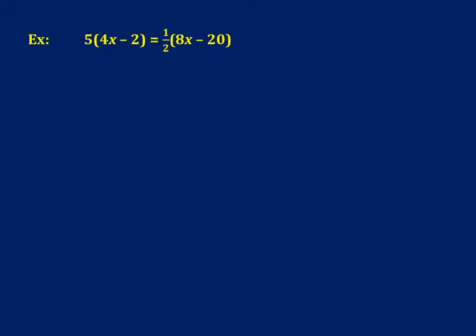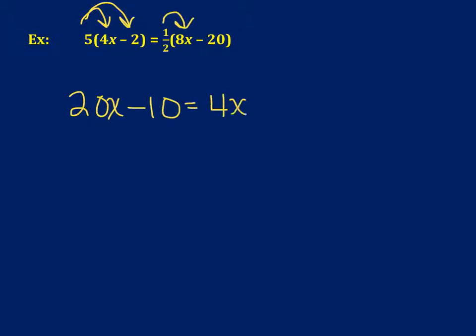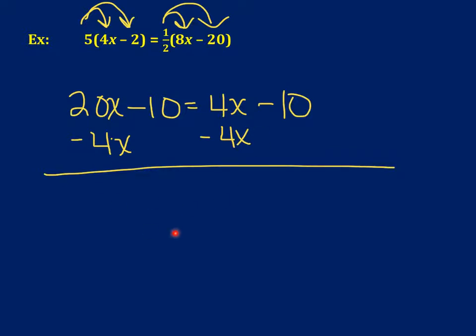So here's an example where we're going to distribute first. 20x minus 10 equals 4x minus 10. So now that I've distributed, I'm ready to get my variables together, so I would minus 4x from both sides. Be careful on this step when it's time to move items from left to right or right to left. Choose to do the variables first. It will just be easier for you in the long run. So I have 16x minus 10 equals negative 10.